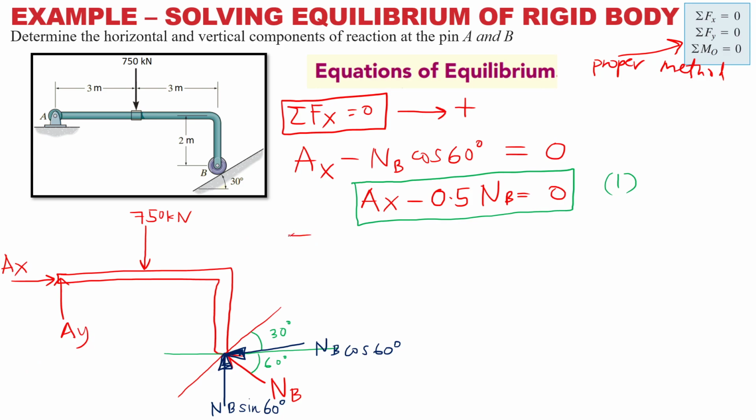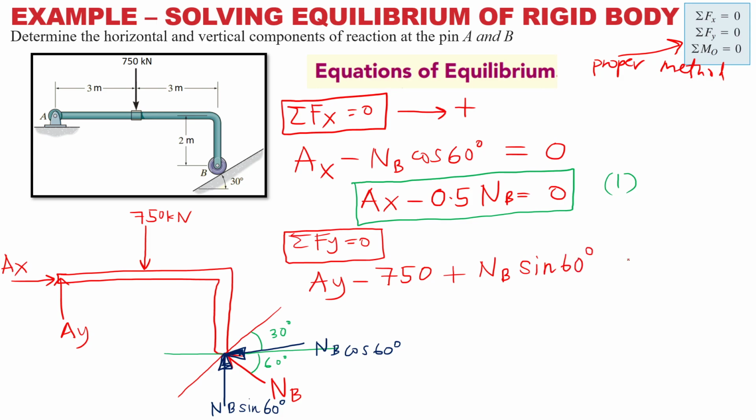So next, summation Fy. Summation Fy equals 0. AY going up, minus 750 going down, and then plus normal B sin 60 degrees equals 0. Is there anything else? I guess no. So the equation becomes AY plus sin 60, 0.866 NB equals 750. So this is equation number 2.